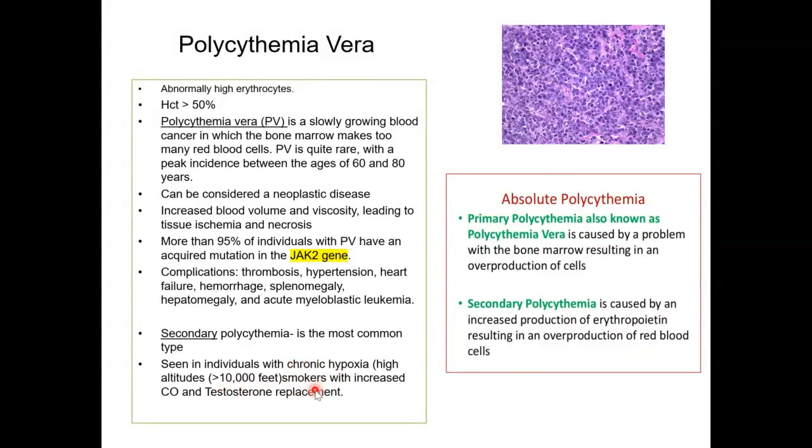Here's where we see it a lot. People who smoke have increased carbon monoxide. Another group of people are men who are on testosterone replacement. Testosterone leads to increased erythropoietin, which causes increased red blood cells. With smoking and increased carbon monoxide in the blood versus oxygen, the kidney senses it and says, whoa, I need to make some more erythropoietin, increasing red blood cells.